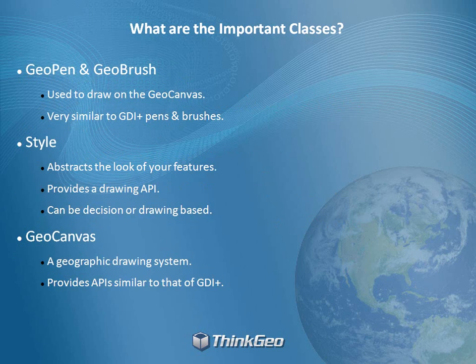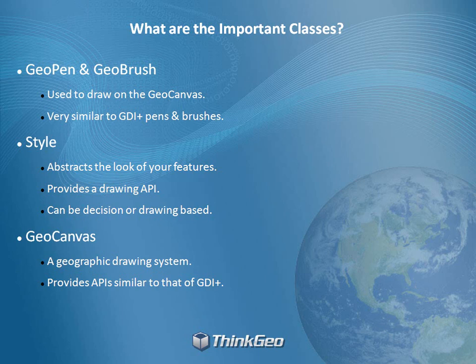What are the important classes that we're going to be dealing with? The first is the GeoPen and GeoBrush, and these are actually used to draw on the GeoCanvas, which is going to be passed into your style. They're very similar to the GDI Plus pens and brushes, but they're just a higher level abstraction of them. The next is the style itself. The style is an abstract class that we're going to be inheriting from, and its main purpose is to provide the drawing API so that you pass features into this style, and it's going to be your responsibility to draw them on the GeoCanvas. Styles take on a couple of different forms.